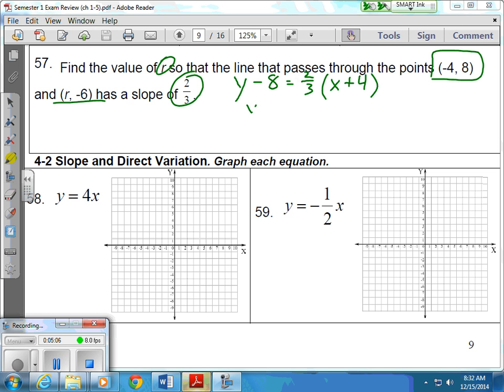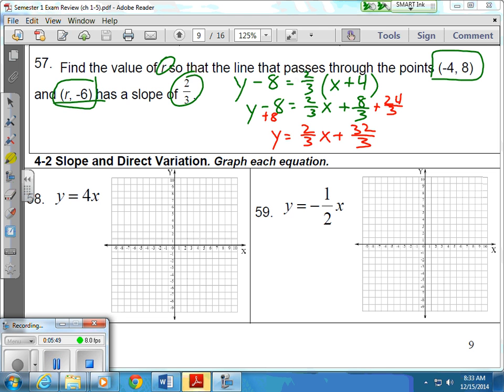Okay, when I distribute the 2/3, I have to deal with fractions for a little bit. It was a minus negative 4, so it changed to a plus. Changed to positive. I get 2/3 x plus 8/3. Now I have to add 8 to both sides. 8 is the same as 24 over 3. So that's what I'm going to have to add over here because I have to have a common denominator. So I get the equation y equals 2/3 x plus 32 over 3. So it's a little messy for a few minutes. Now, that's the equation we need.